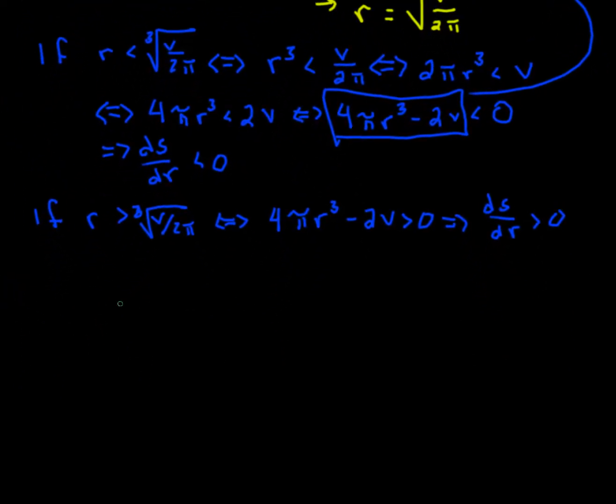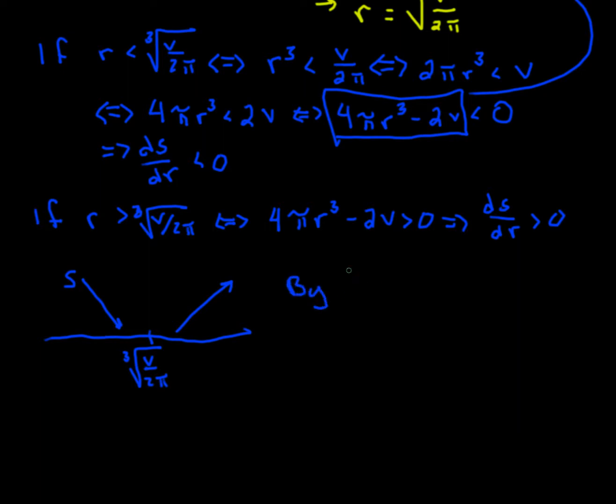Well, we know that if r is less than our critical value, the function is decreasing. So S, our surface area, is decreasing. If we look at the number line, here's our cube root of v over 2 pi. We know it's decreasing, and after that, because the derivative is positive, the surface area is increasing, so we must be, by the first derivative test, at a min.